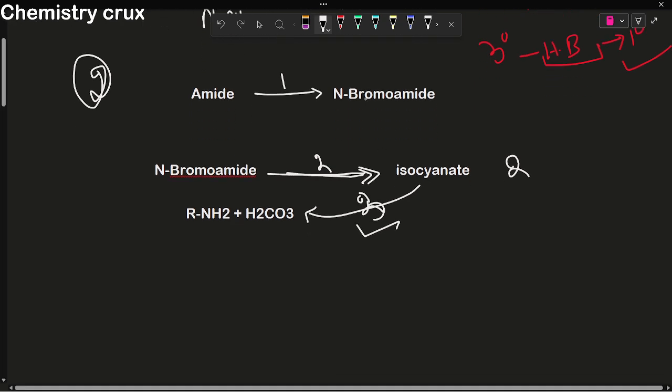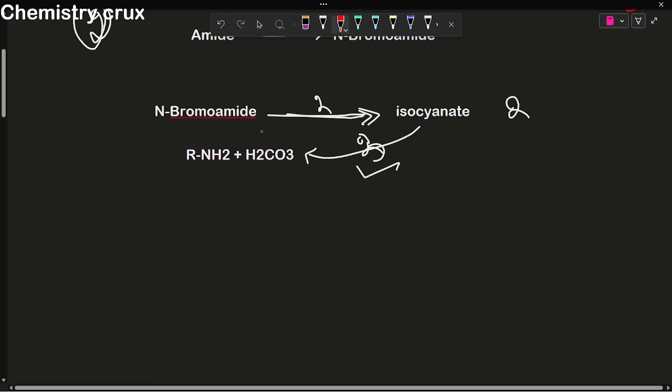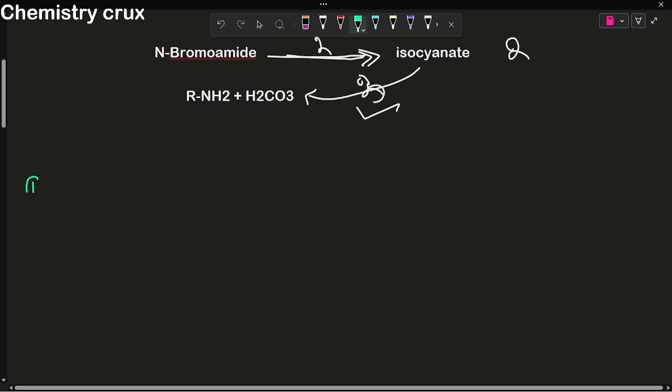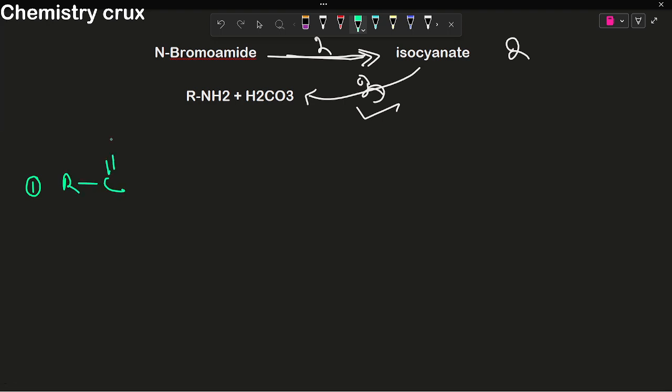Now let's try to understand the mechanism and how it proceeds. Let's take the first step of the reaction. We take an amide, that is RC bonded with O, with H, H on nitrogen and a double bond on oxygen. Plus Na positive is furnished by NaOH, and OH negative is furnished from the same NaOH. Plus we have Br2.